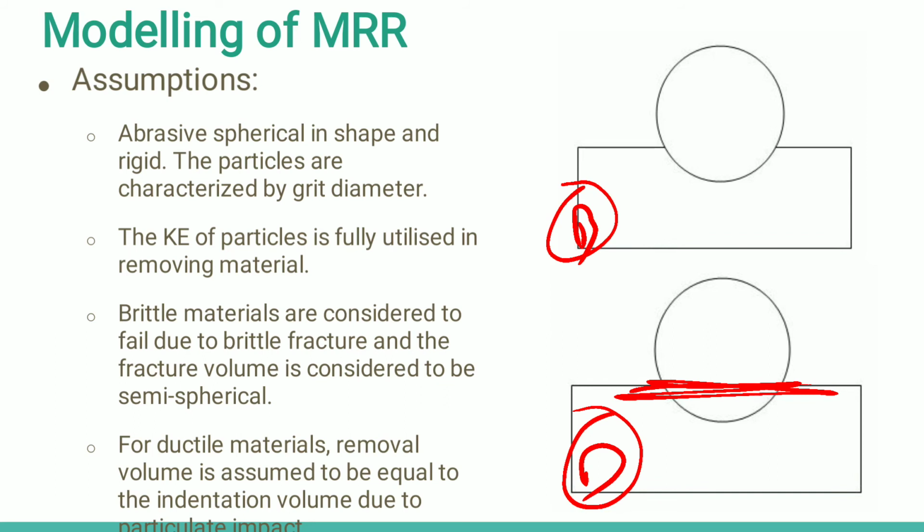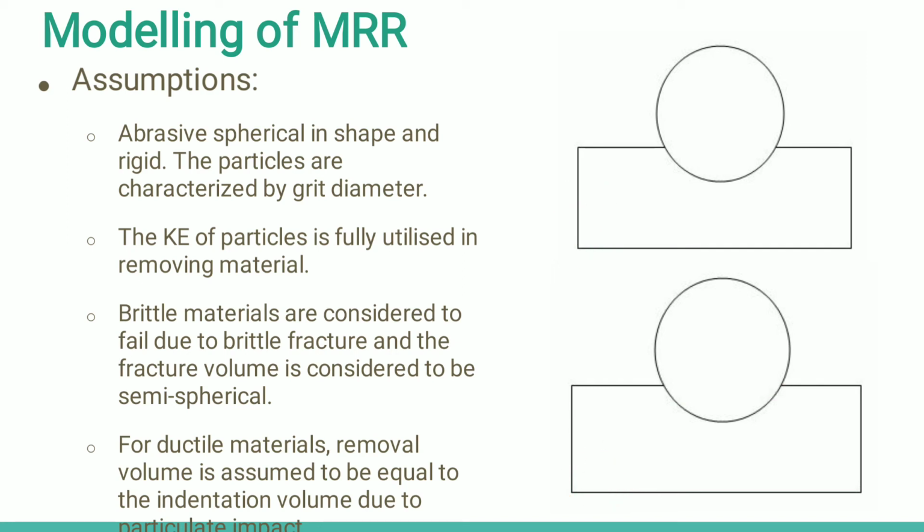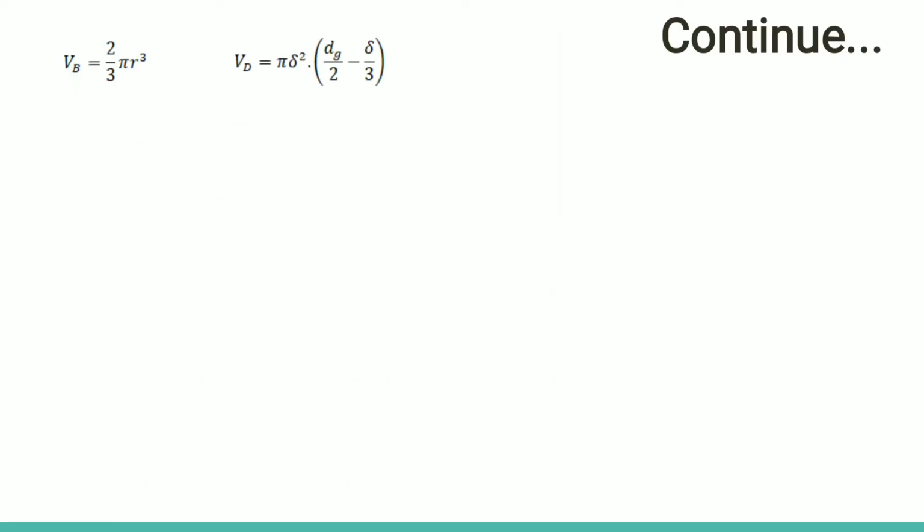So if we have to remove the same amount of material in the case of the ductile material, then we have to apply abrasive jet machining for more time in comparison with the brittle material. Okay. Next, we are considering this volume.